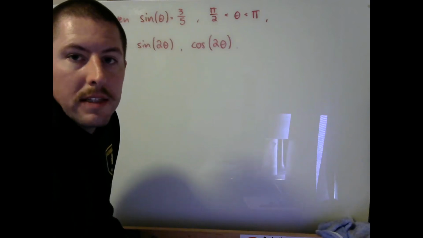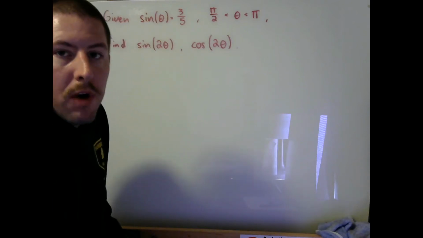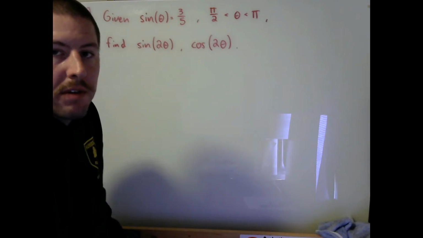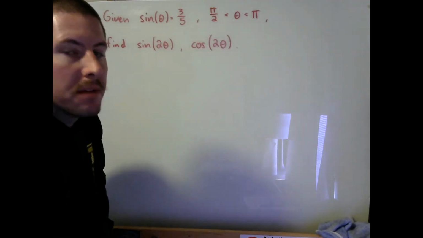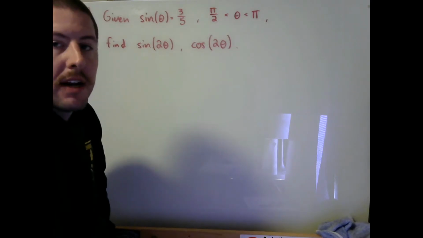Let's take a look at week 10, example 1. In this problem, we've been given that the sine of theta is 3/5. We've been told that the angle theta lives between pi halves and pi, and we're interested in finding the sine of 2 theta and the cosine of 2 theta.